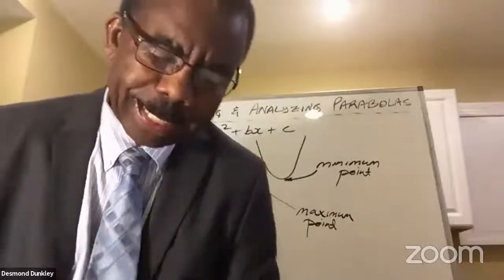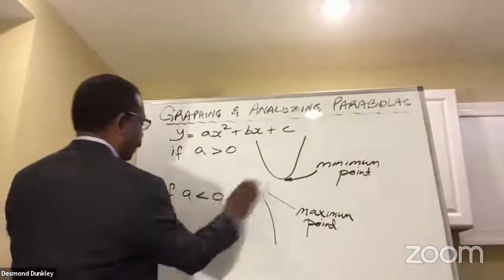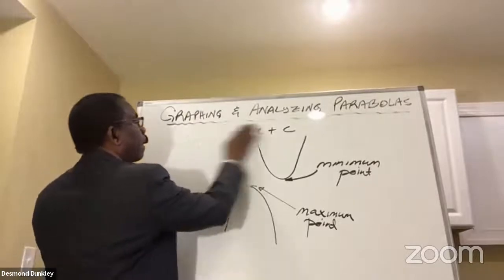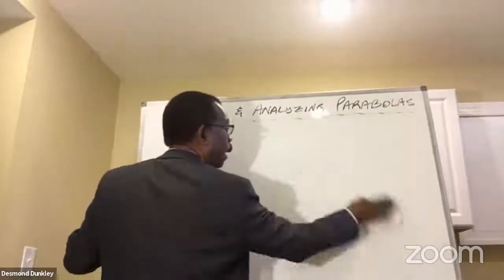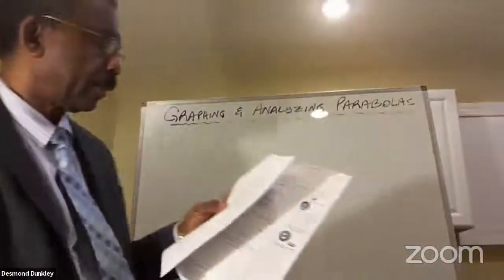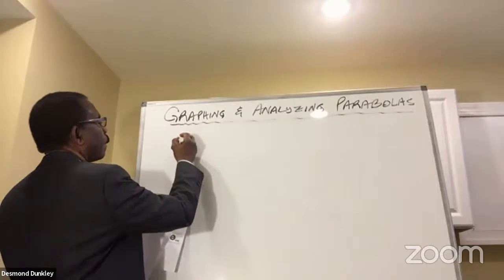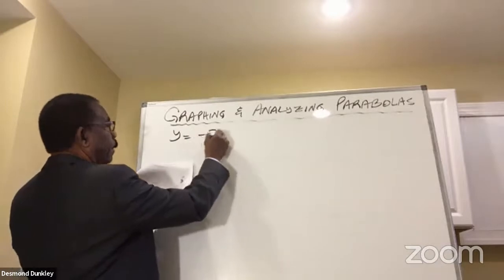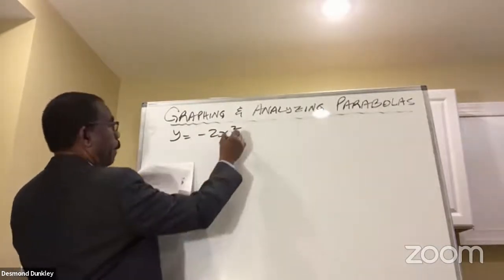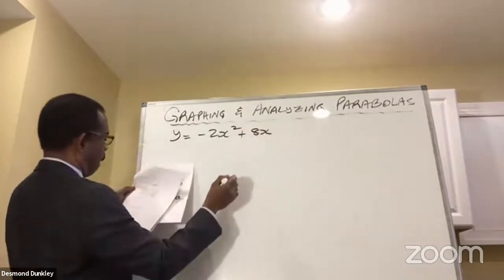Okay, so let's see if we could find an example and make it work. Let's find an example. Let's try this one. Y equal to negative 2x squared plus 8x plus 10.